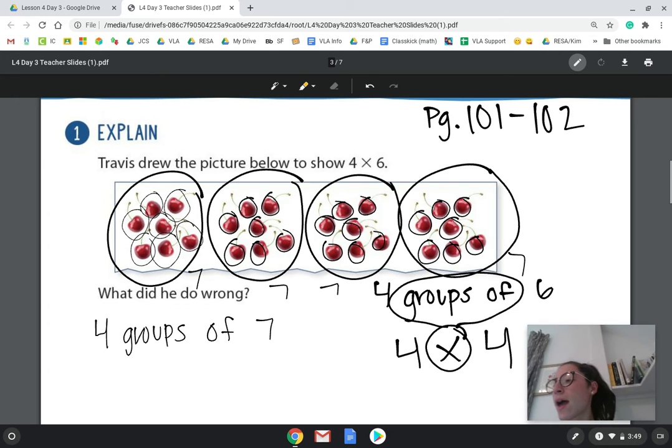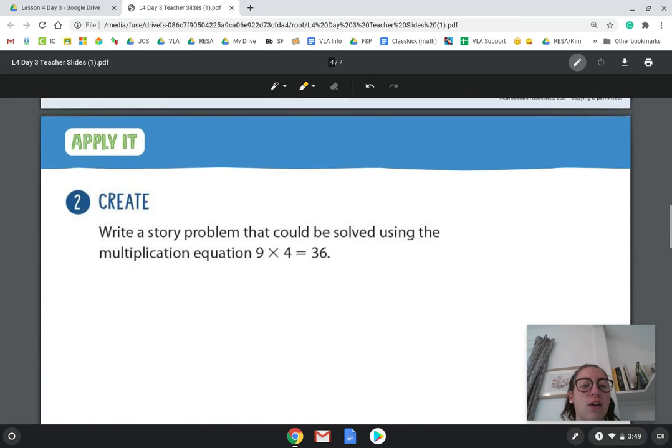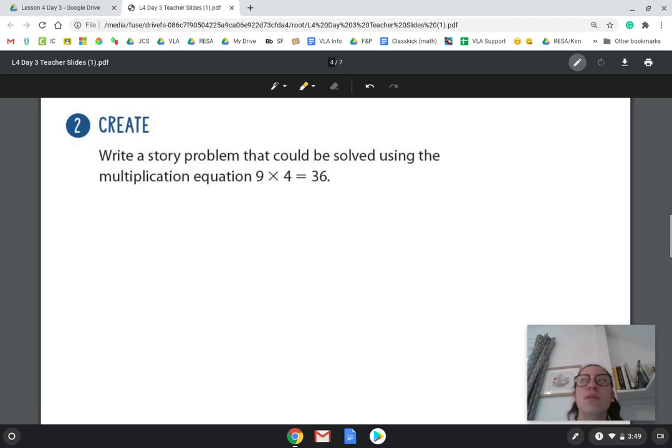All right, let's go ahead and move on to our next one. I think you're really going to like this. Number 2. Write a story problem that could be solved using the multiplication equation 9 times 4 equals 36. Friends, we're going to walk through this one together because this is like the first time in 3rd grade that you've ever made a story problem.